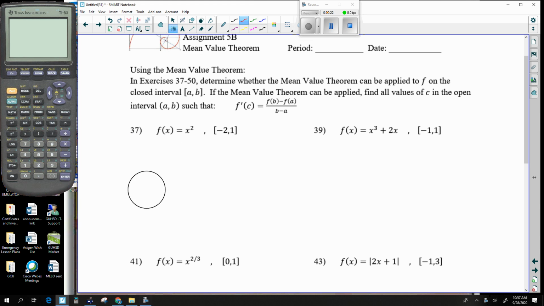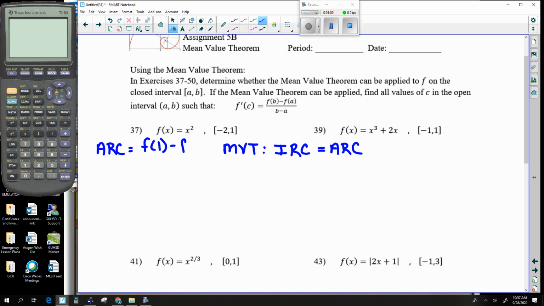So let me just start this question over here. Again, when everything goes right, when it's continuous and differentiable on the interval, it's all good. And then the mean value theorem states the derivative, the instantaneous rate of change, is equal to the average rate of change, which is like the slope. So I see that this is continuous and differentiable, and so I'm going to set up that average rate of change in this situation, f of 1 minus f of negative 2 all over 1 minus negative 2.